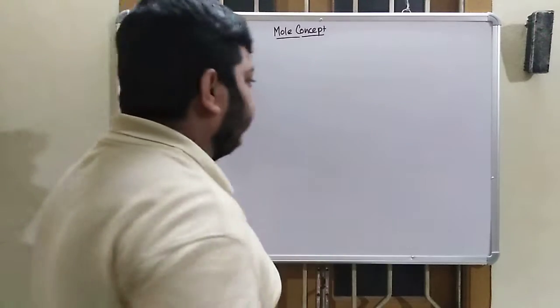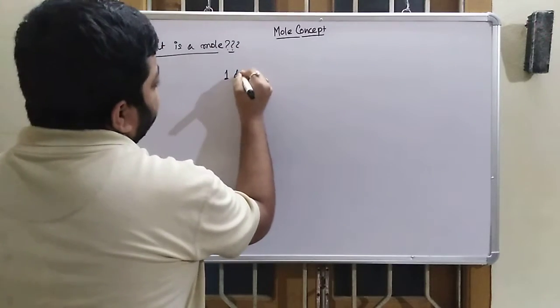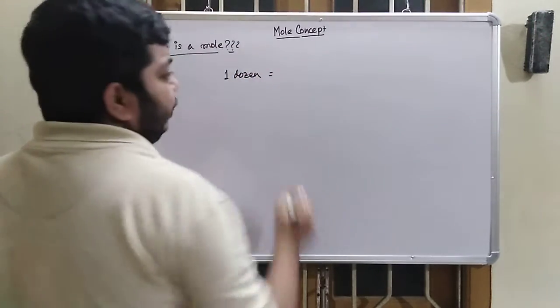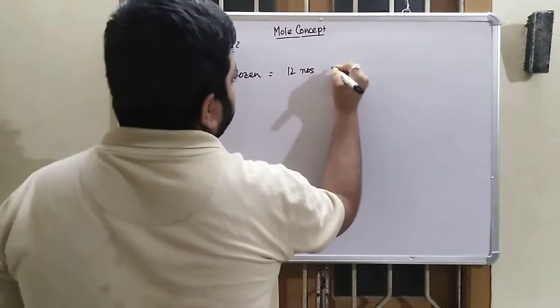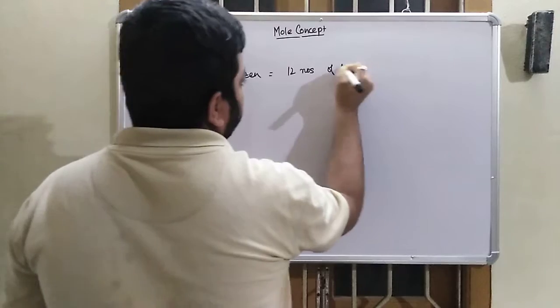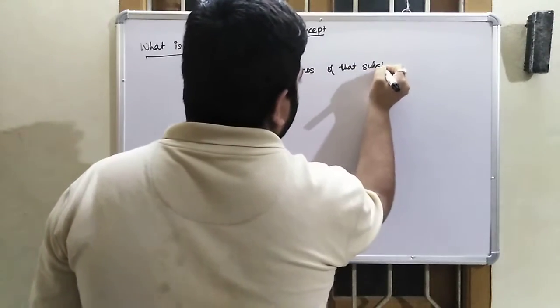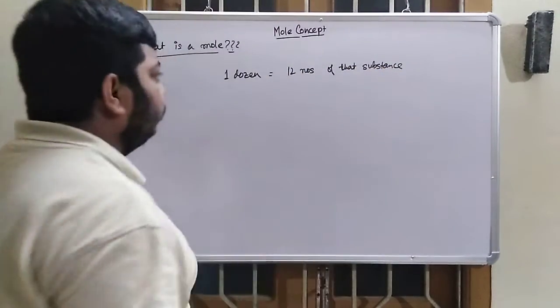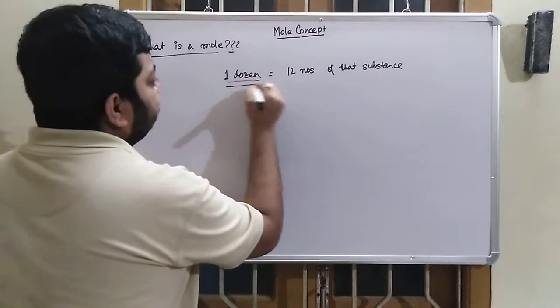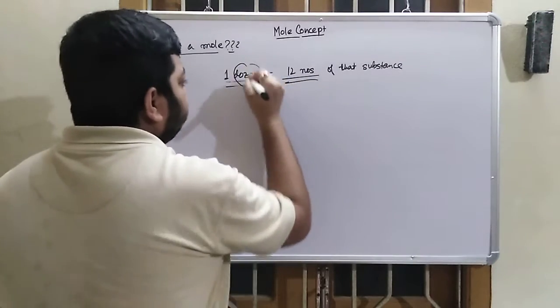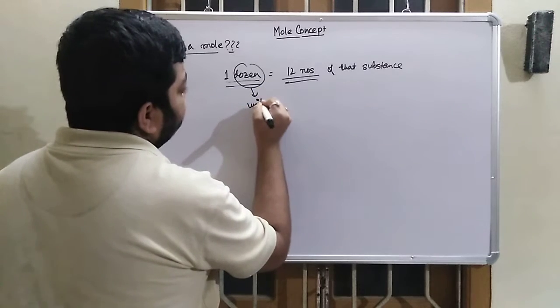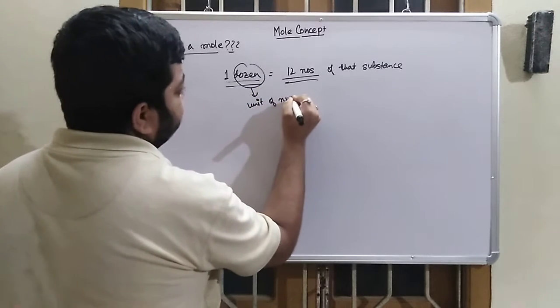Suppose you visit a market and ask for 1 dozen of a substance, then you are actually asking for 12 numbers of that substance. So we can say that 1 dozen actually means 12 numbers, and dozen is a unit of numbers.